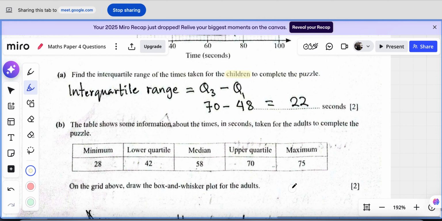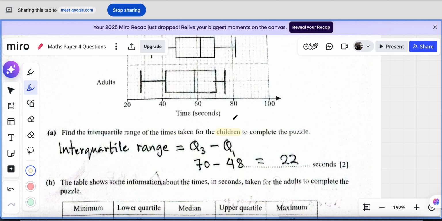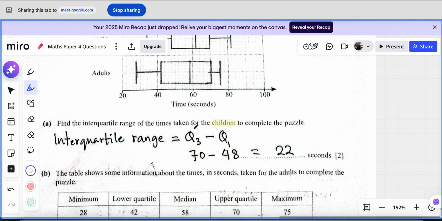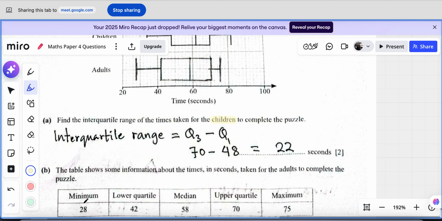Now the B part of the question says, the table shows the information about times in seconds taken for the adults to complete the puzzle. The minimum value is 28. The lower quartile is 42, the median is 58, the upper quartile is 70, the maximum is 75. So you go to the grid and draw the box and whisker plot for the adults. You do that, you get another 2 marks. They give you the values. Okay, 28 minimum.